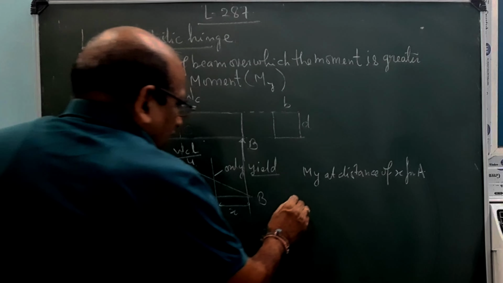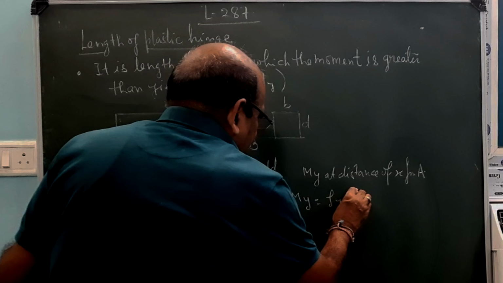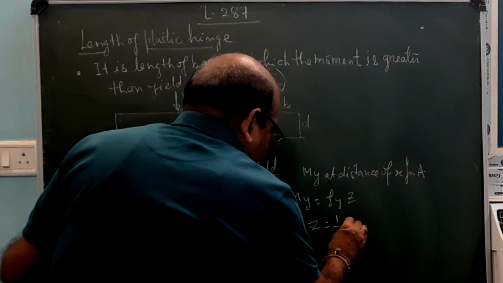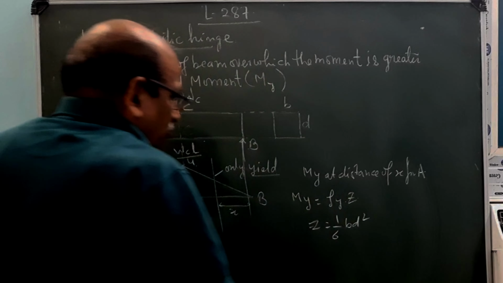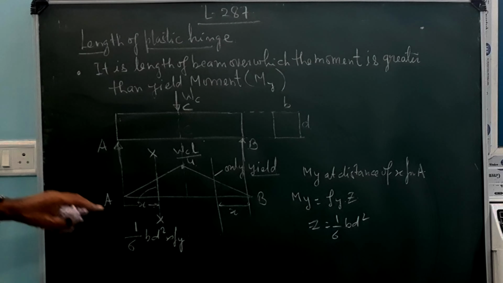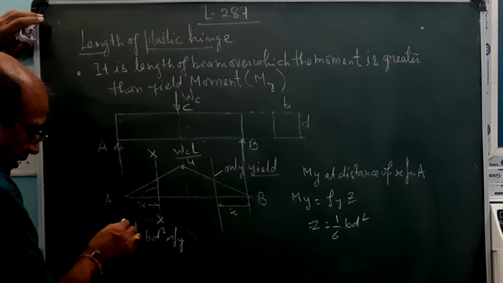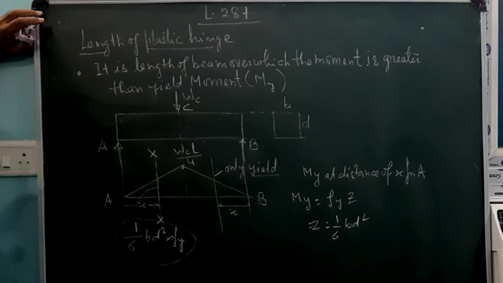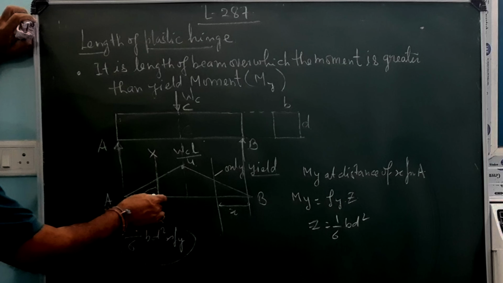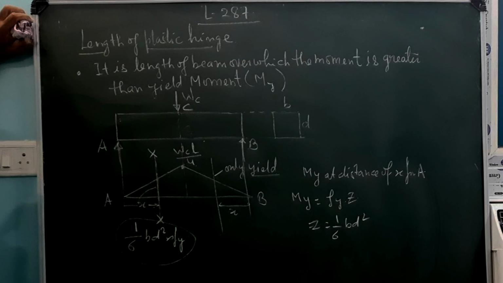This is nothing but My equal to Fy into Z, where Z equals 1 by 6 BD square. So this is BD square by 6, so this is 1 by 6 BD square Fy. This is the limit at x. So the moment at a distance of x, the My, will be the limit. The limit of the moment will be like this.